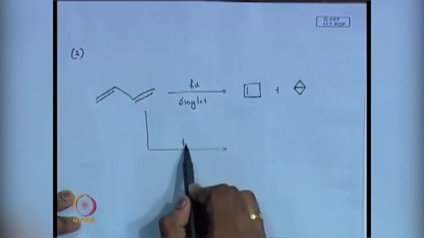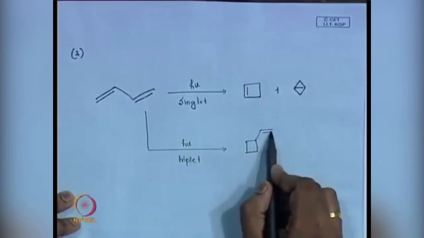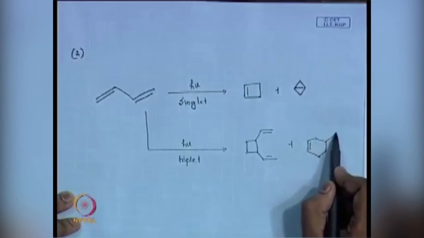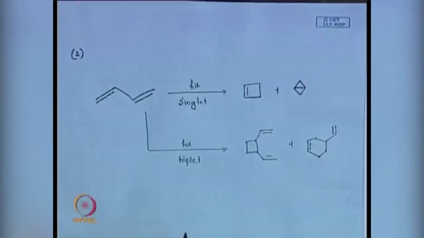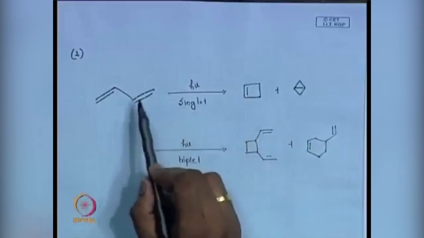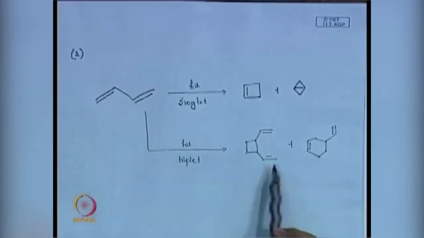When I photolyze this, I get two products. I get a cyclization, this type of product. I will explain the mechanism in detail in this class, how it forms, but just look for the application of energy transfer. If it is done from the triplet, I get this type of product. The singlet is basically a cycloaddition of one unit of butadiene, and in the triplet it is two butadienes coming together and giving you this product, fine.